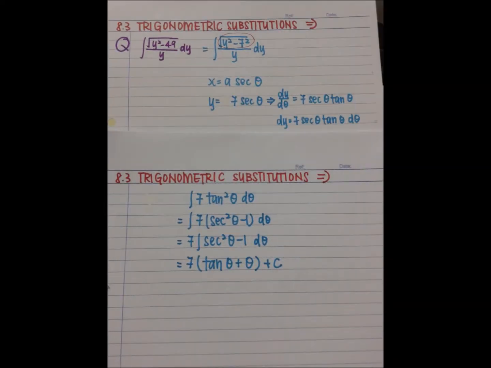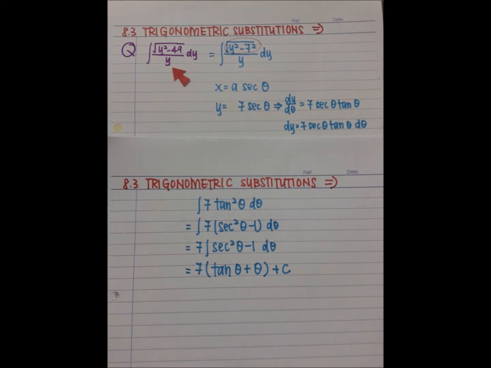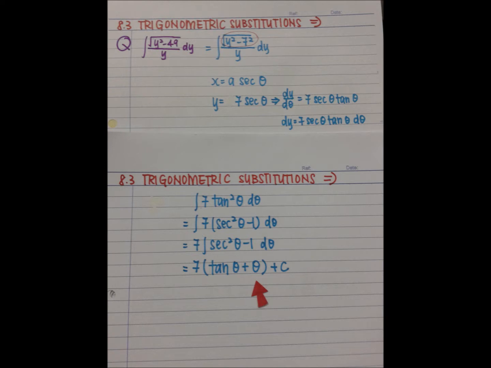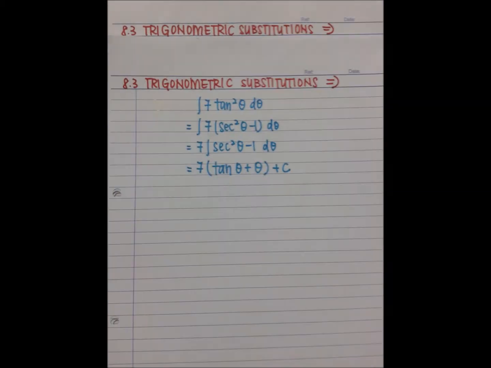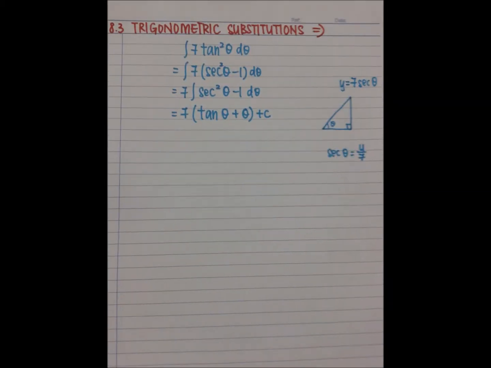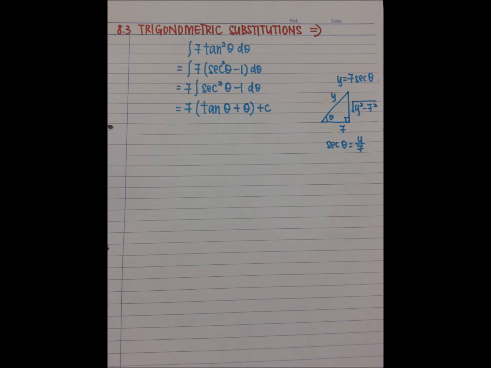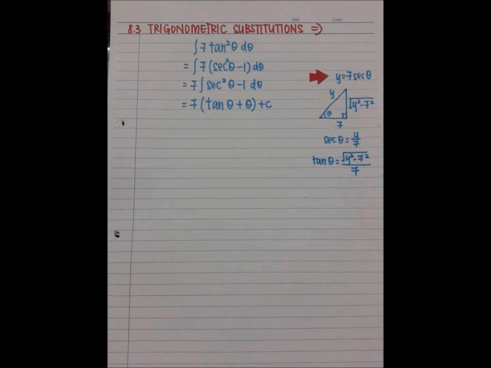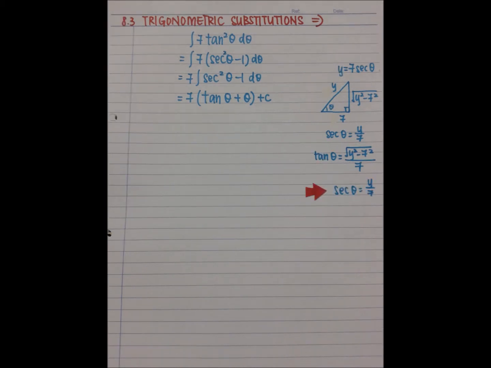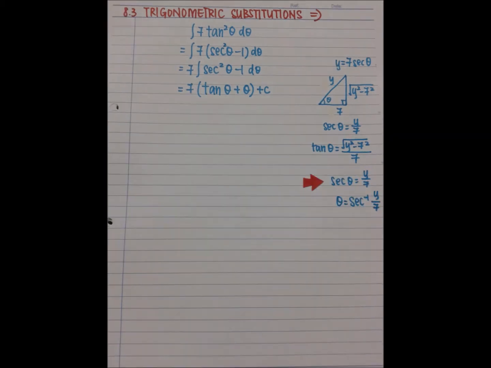But we cannot stop here yet, because our question is in terms of y, but our answer now is in terms of theta, so we have to change it to be in terms of y. Now, by using y equals 7 secant theta, which is the trigonometric function which we use, we again draw the triangle to figure out tangent theta. Since tangent theta is opposite over adjacent, tangent theta equals the square root of y squared minus 7 squared over 7. Then, from the same equation, we derive that secant theta equals y over 7, so theta equals arc secant of y over 7.